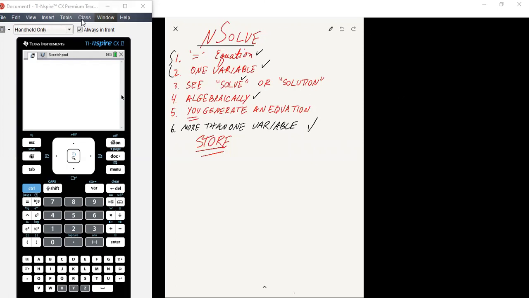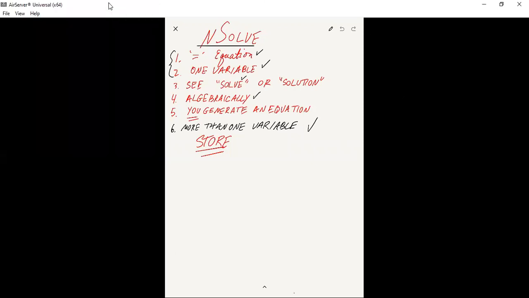So if you look at my iPad, the first thing you should see is that you always are looking for equations. You have to have an equation, and usually that's going to be an equal sign. And you also have to have one variable. If you have one variable and an equal sign, then you can always use nSolve. Now, if you don't see those things, here are some other hints that will tell you that you could use nSolve. One of them is if you see the word solve or solution or algebraically, those words usually indicate that you are solving something, so you could probably use nSolve.